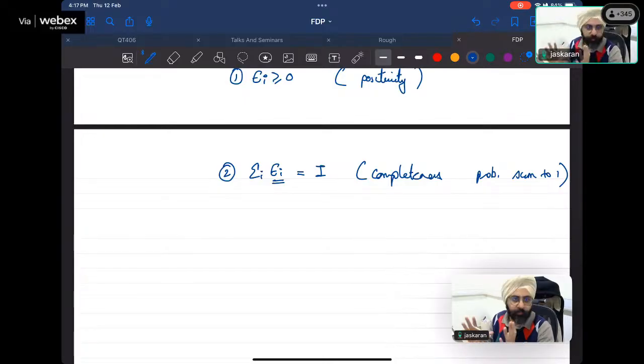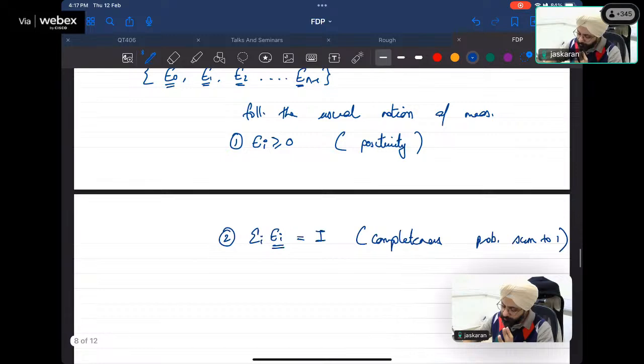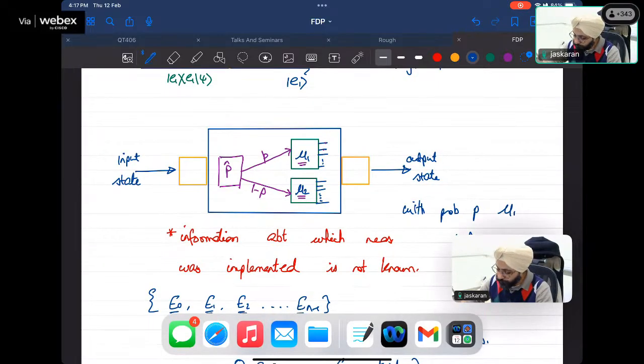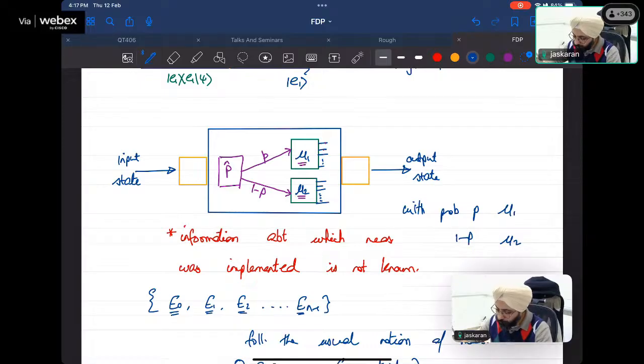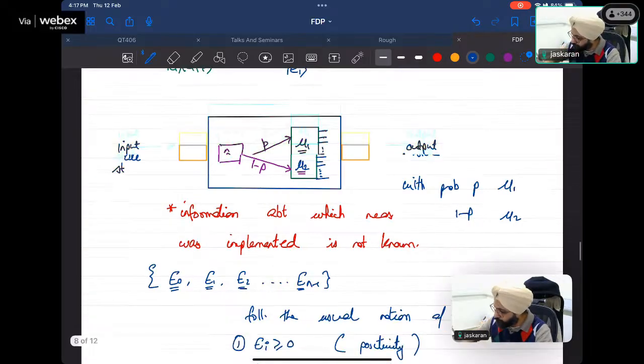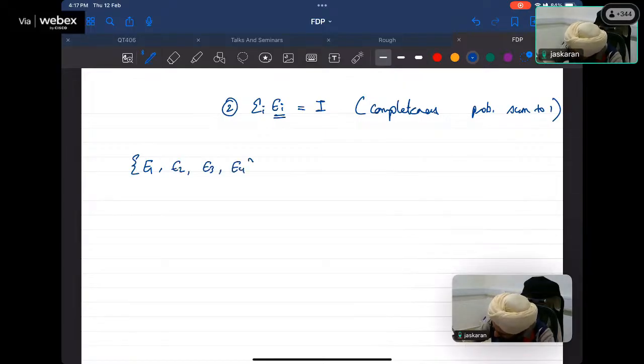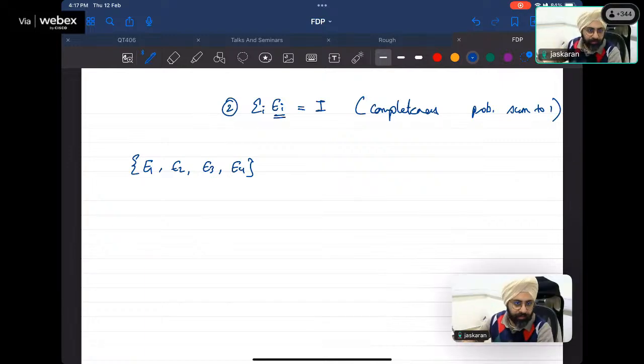So here I have some information about them. Just by looking at the black box device that I have, I can have some information about them. I know with probability p, the measurement corresponding to mu1 will be implemented, and with probability 1 minus p, mu2 would be implemented, right? So let us assume there are only, let's say, 4 such outcomes labeled by E1, E2, E3 and E4. Then we can generalize to n as well.